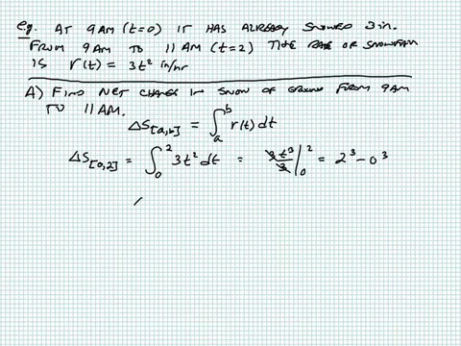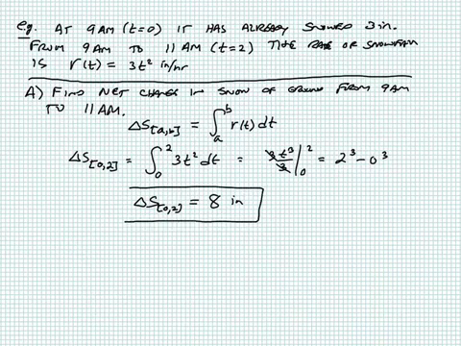And so my net change in the amount of snow on the ground between 9 a.m. and 11 a.m. is going to be 8 inches. Now, to get the units for this, let's go back up to the integral. And notice that here the rate is going to have units of inches per hour, and the time is going to be in units of hours. So those cancel, and that gives me inches. So always double check your units of these problems.